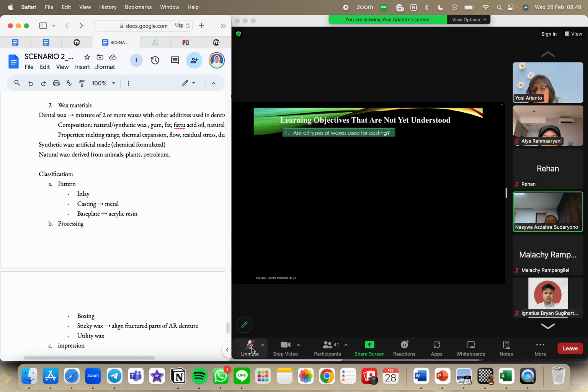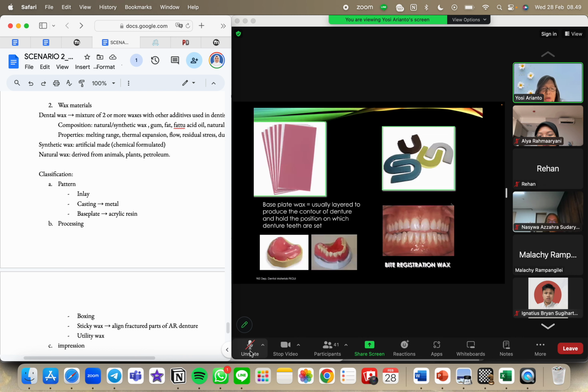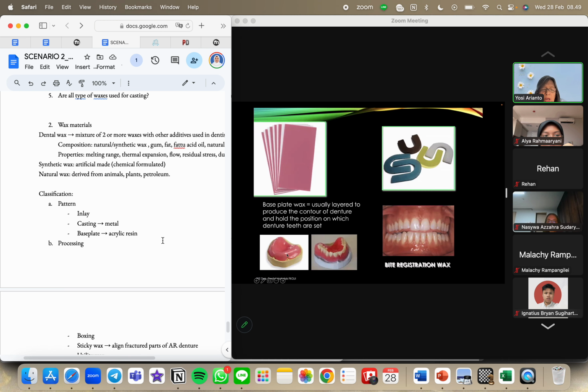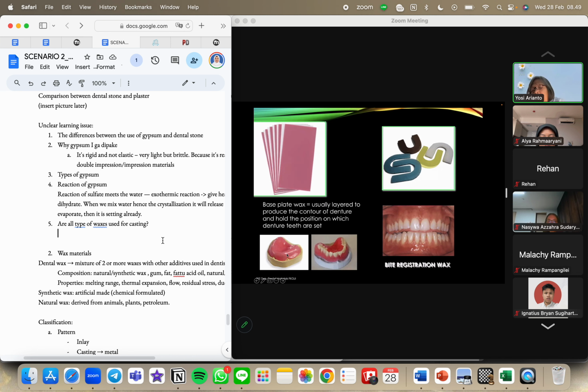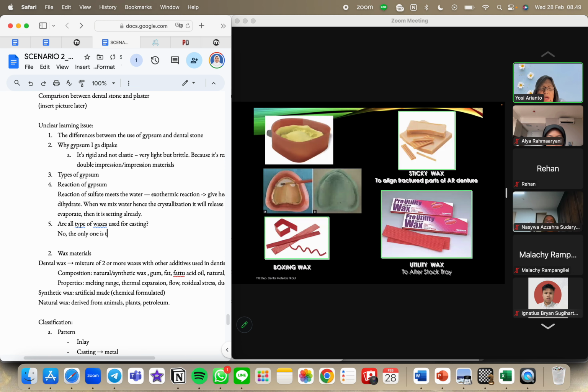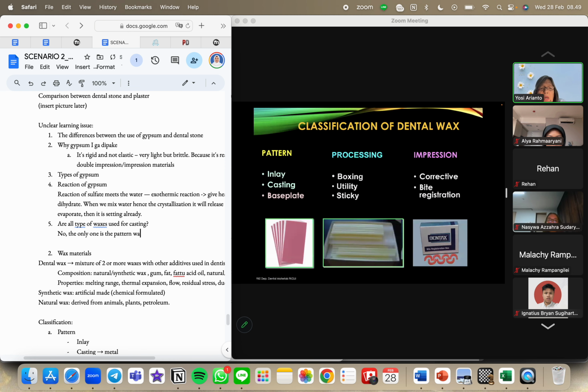Is it the base plate? No, I just told you the base plate wax is for making a denture, like this one, base plate wax. Yeah, for making a removable denture from acrylic resin. So usually for casting, we use inlay wax and casting wax.